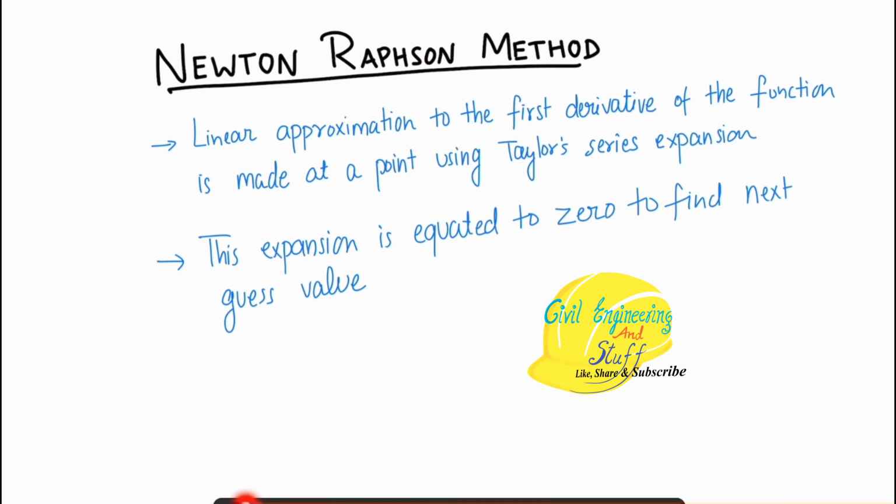So the first method that we are going to discuss in this section is the Newton-Raphson method. In this method, the linear approximation to the first derivative of the function is made at a point using Taylor series expansion. So this means that using Taylor series expansion, the first derivative of the function is approximated. We are not going to go into the details of how this point is found. There is a whole lot of derivation in that. We are just going to discuss the formulas, and this expression is set equal to 0 to find out the next guess value.